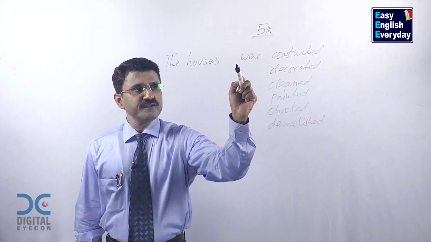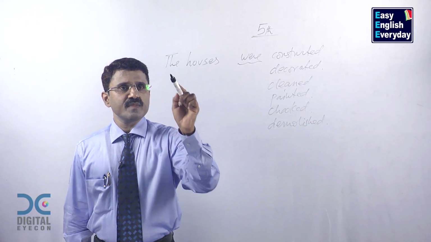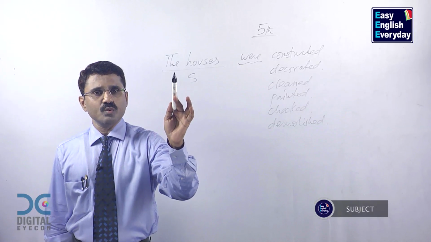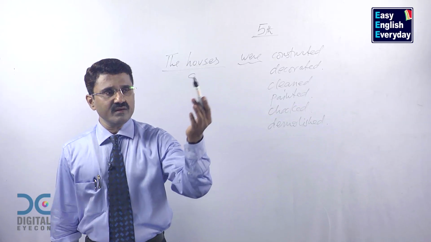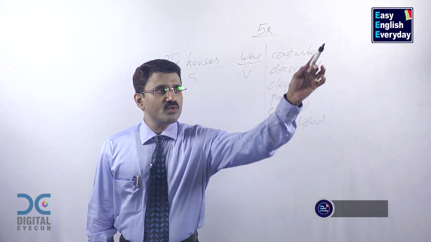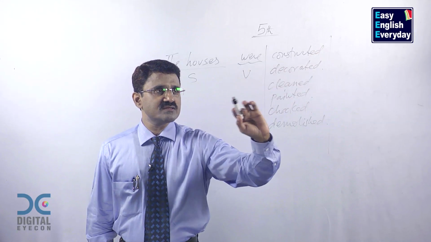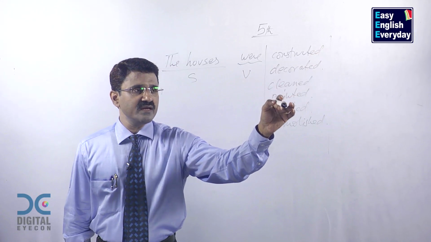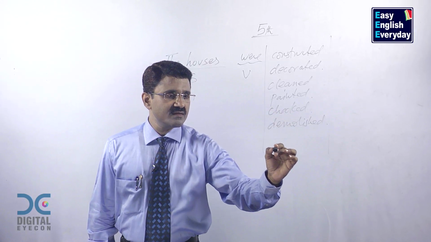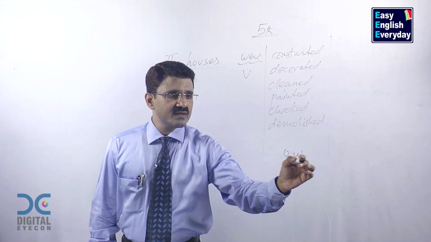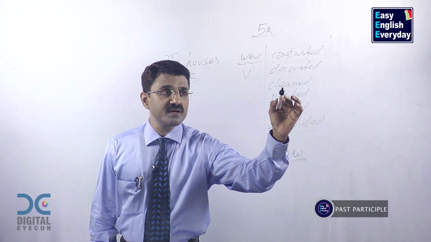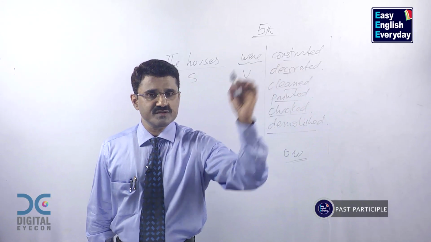This is the fifth use of verb. This part is called subject. We can use we, you, they or any plural noun. This is verb. And what are these called? Constructed, decorated, cleaned, painted, checked, demolished. These are other words and they are called past participle forms of the verbs.